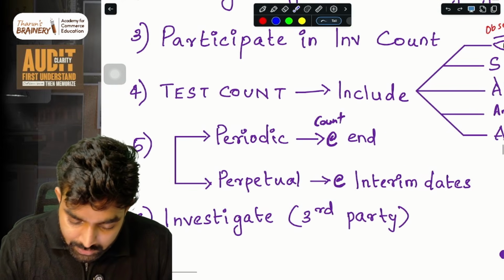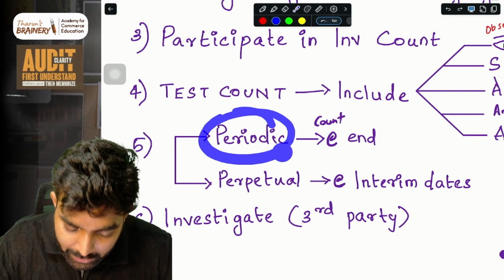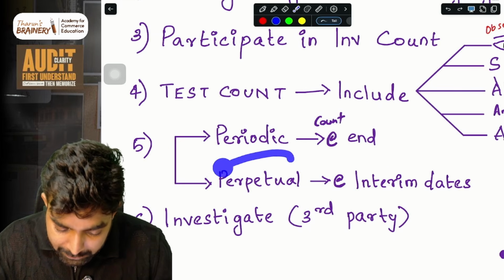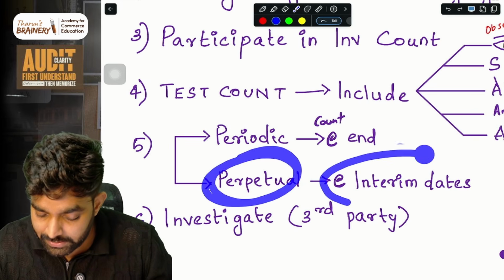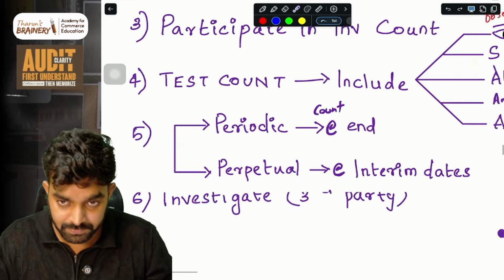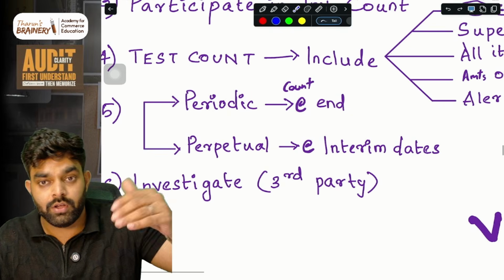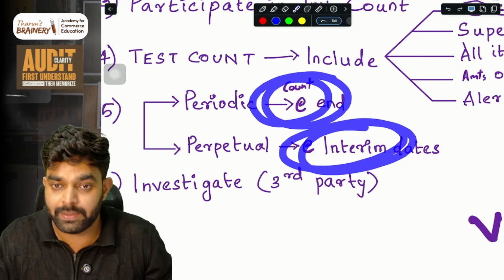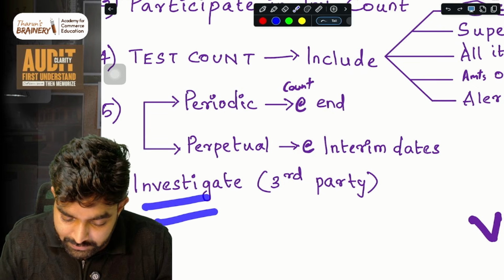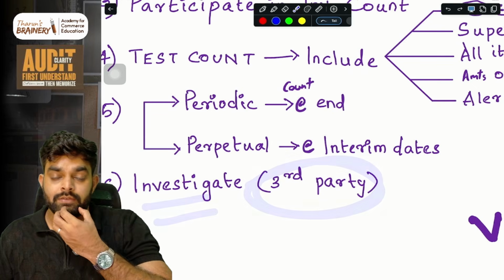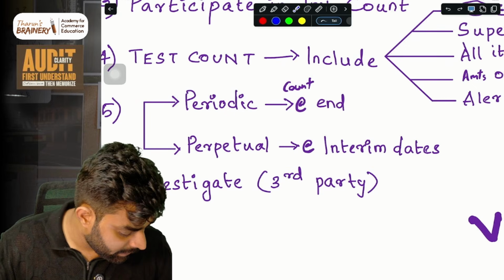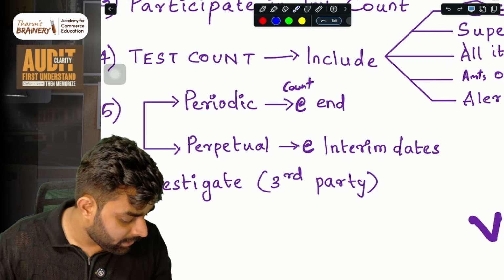If the company is following the periodic inventory system, then you have to do the counting at the end. If the company is following the perpetual inventory system, then it happens at the interim dates. Then investigate the inventory lying with the third party. Investigate the entity and inventory lying with the third party.